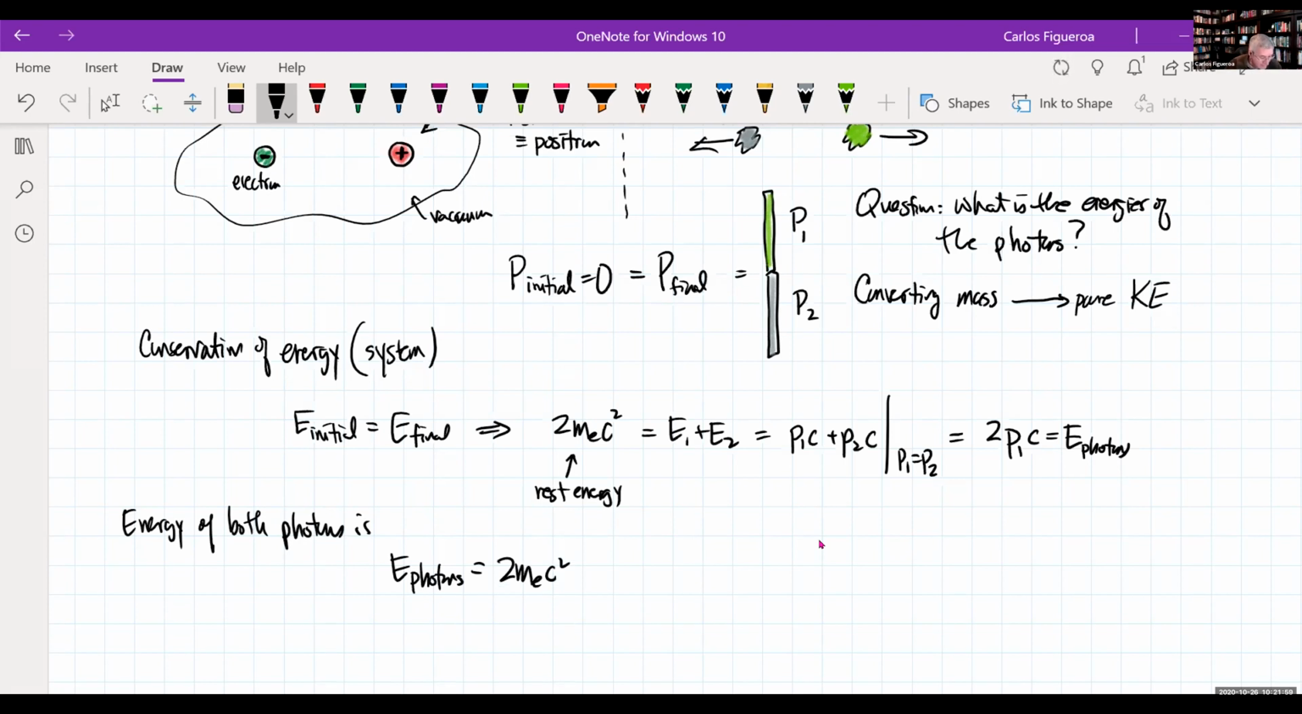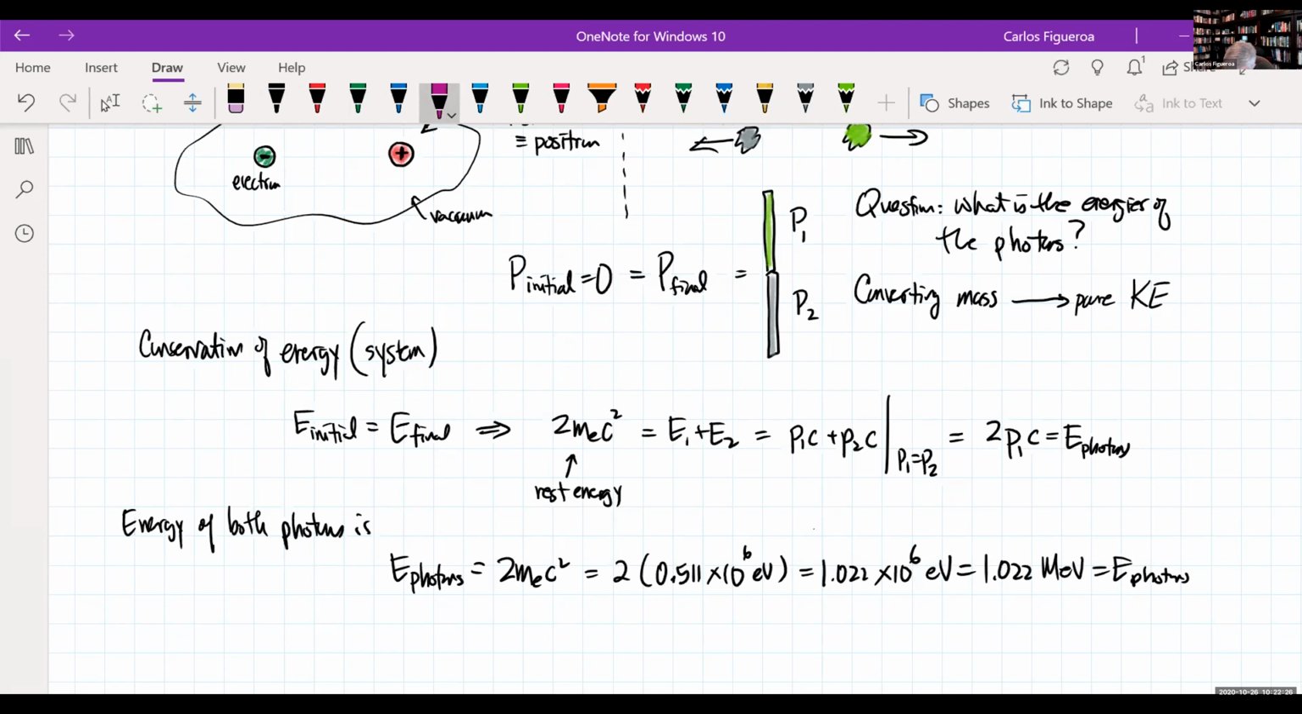And if you compute that, then this is going to be 2 times 0.511 times 10 to the 6 electron volts. And if you look at this, this is going to be 1.022 times 10 to the 6 electron volts, or 1.022 mega electron volts. And that's what the energies of the photons should be here. Now, if I want the energy of one photon, then I have to divide that by 2.